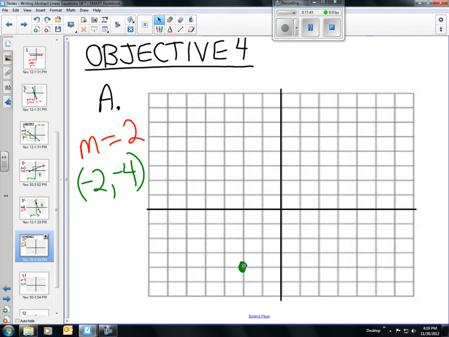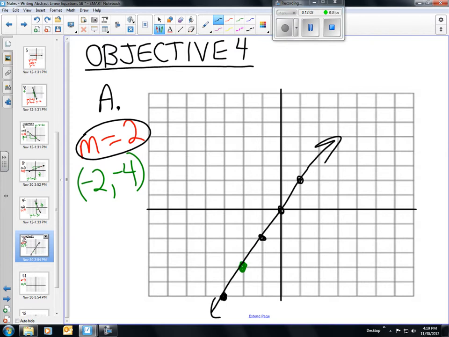And what we're going to do is create the line when we're given the slope. So we know the slope is 2, so we can find other points on this line. We could go up 2, right 1, or we could go down 2, left 1. And that would create our line here that this passes through. And then when we're writing the equation of this line, we would say y equals 0 plus, because it's increasing, 2x.